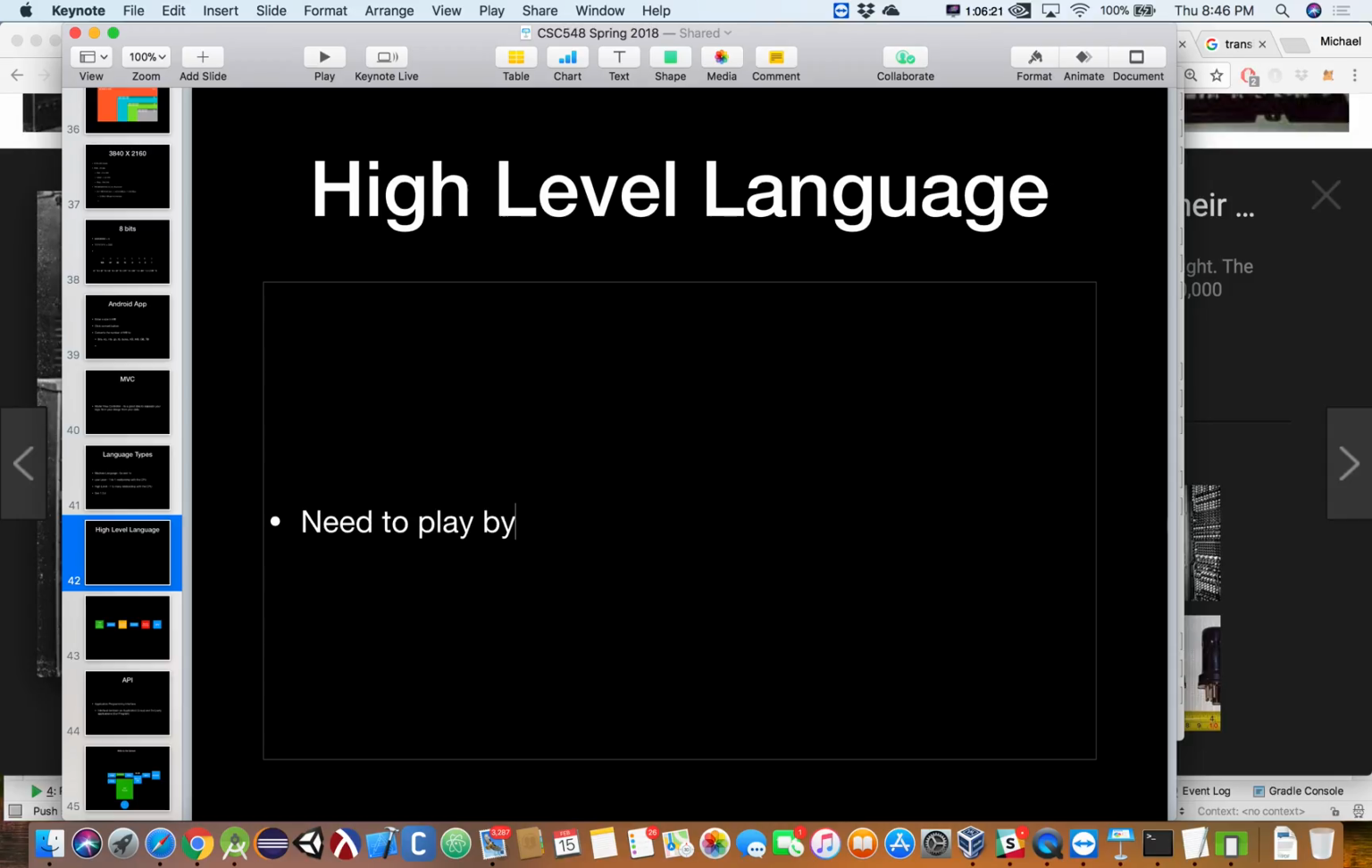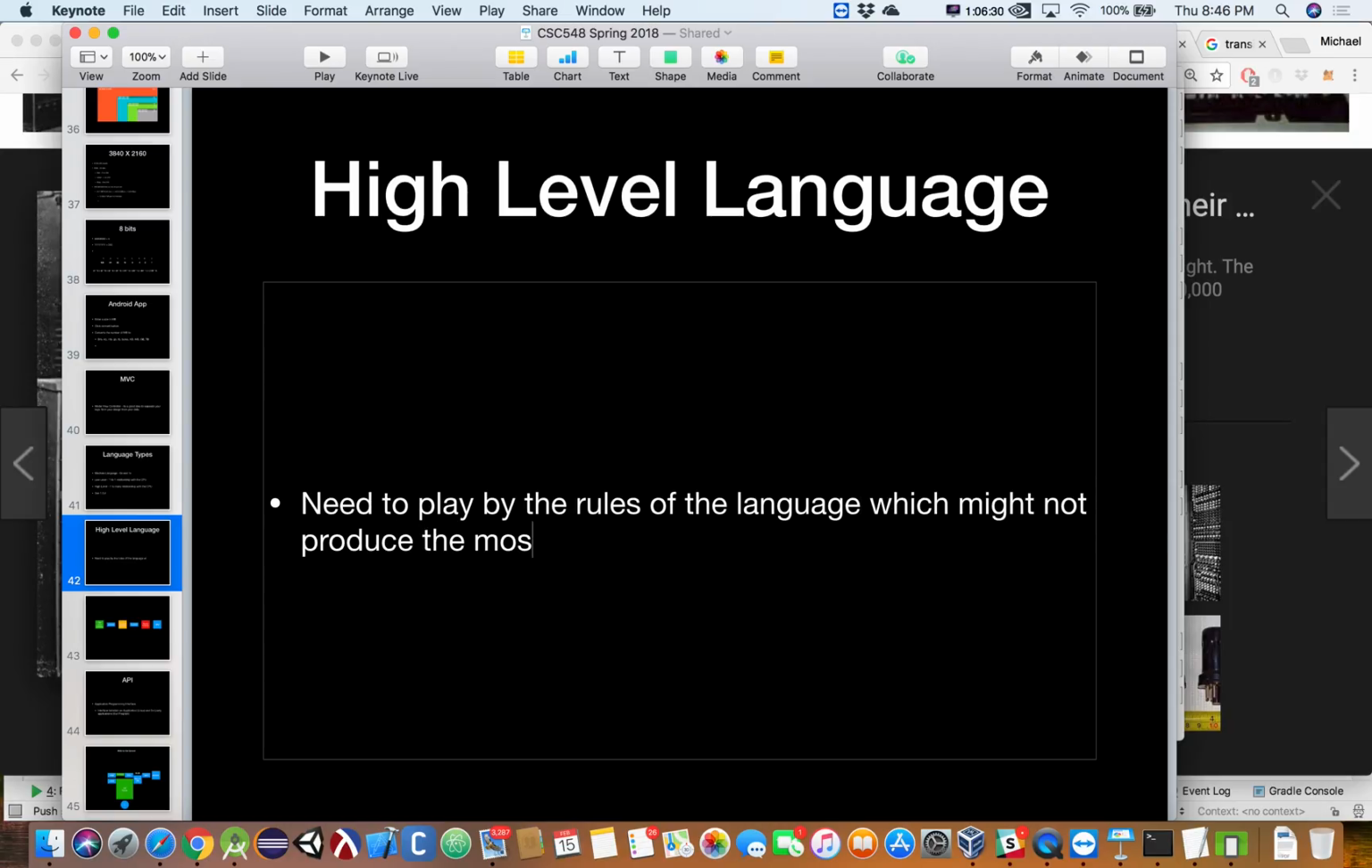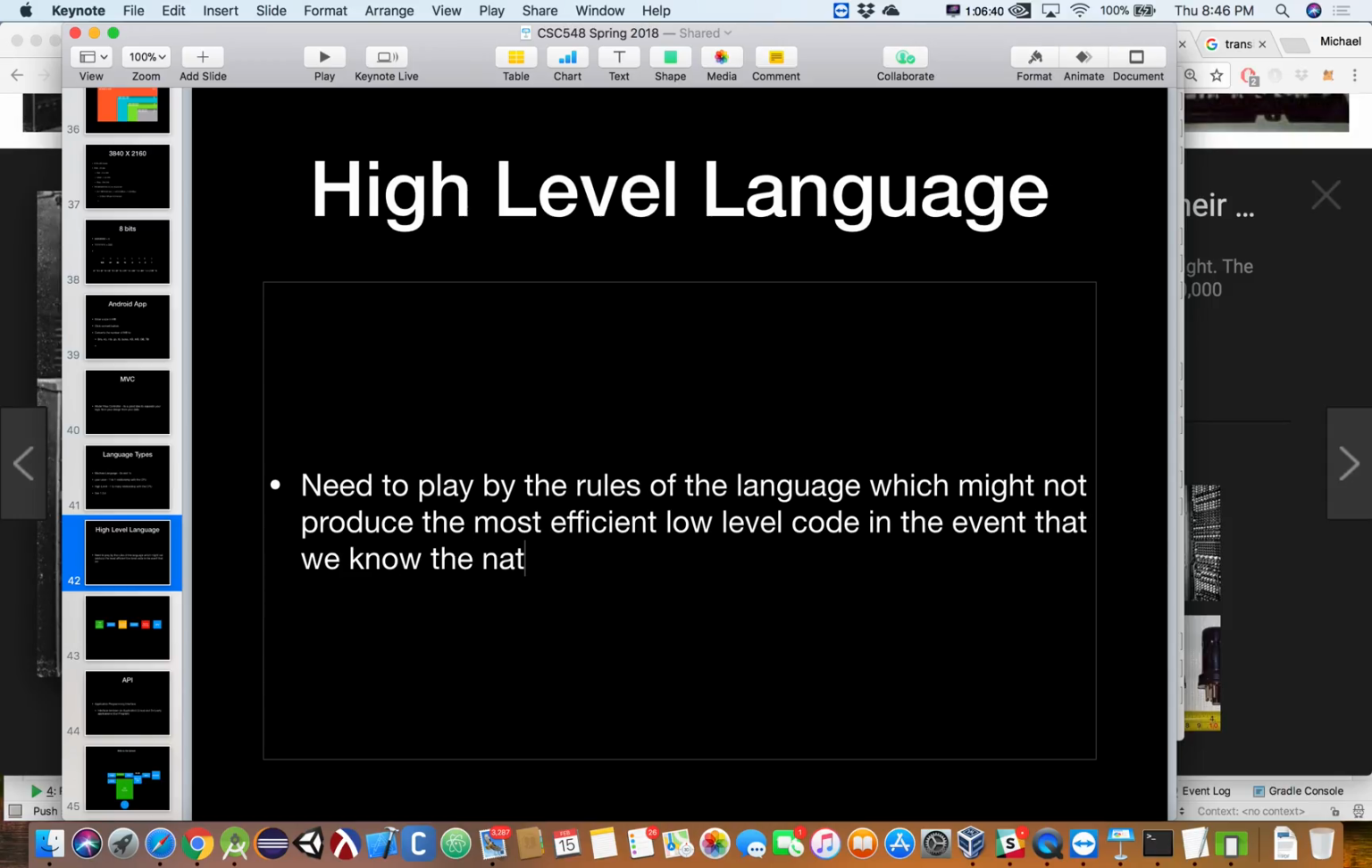So we need to play by the rules of the language, which might not produce the most efficient low-level code in the event that we know the nature of our data better than Java does, for example.